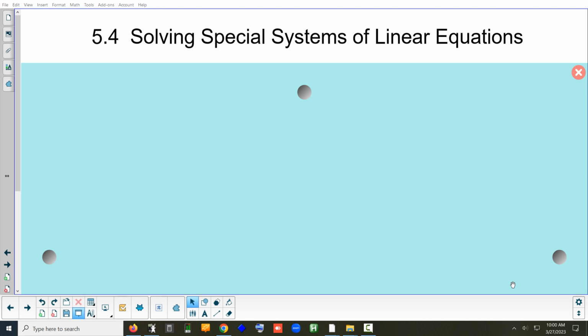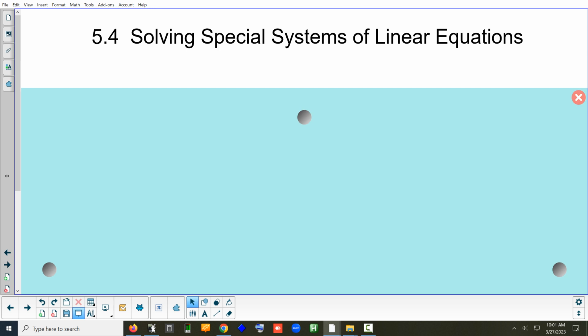So the first section we're going to look at this week is 5.4, and it's on solving systems of linear equations, but we're going to look at some special cases that can happen. When we've done elimination, we've always had one letter cancel out. In a special system, what can happen is both letters would cancel out, so you're left with an equation without any letters. So what happens?